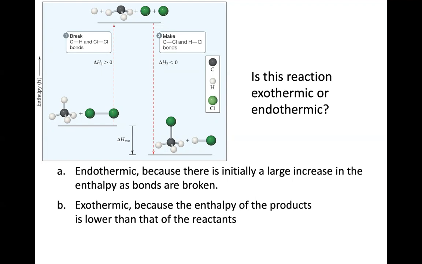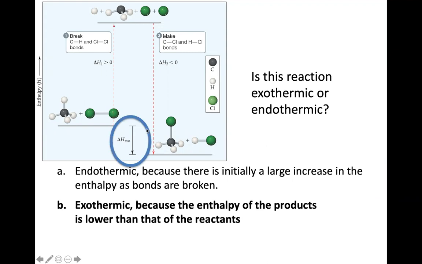So this idea here for endothermic, because there's initially a large increase as you're breaking the bonds, I agree that is taking place. But if we're looking at the overall process as endothermic or exothermic, we're comparing where we start and where we finish. That is what's corresponding to the delta H of the reaction. So I would say in this case, this is describing an exothermic reaction. And it's because the enthalpy of the products is lower than that of the reactants. This would give off heat.